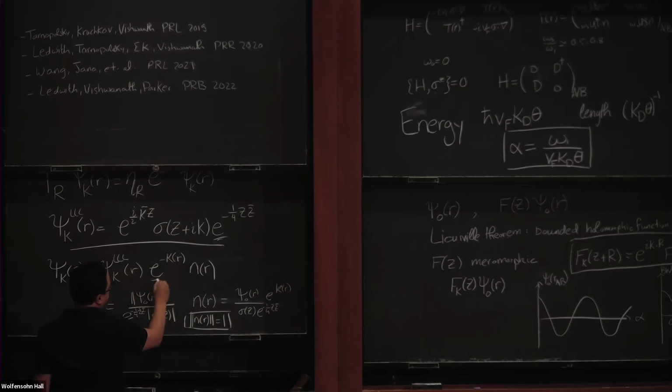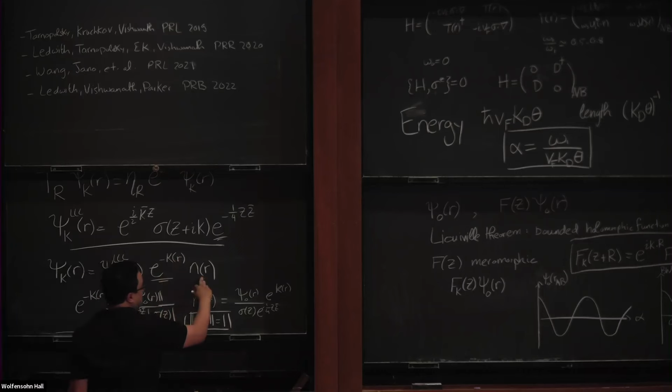modulated by some factor that is periodic in real space, because now this has a 0 and this has a 0, they cancel. So this function is non-singular and it's periodic in real space. So it's a lowest Landau level wave function modulated by a function that's periodic in real space times a spinor, but that has norm 1. And that doesn't depend on momentum at all.